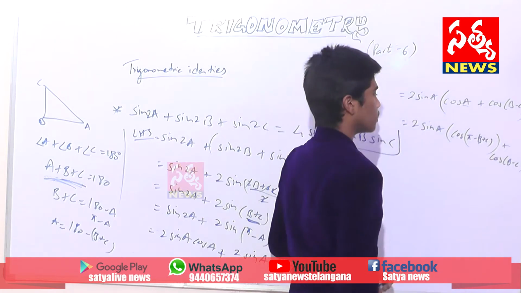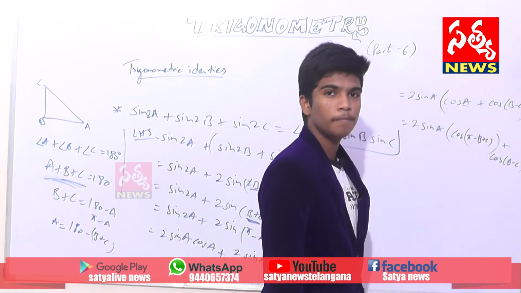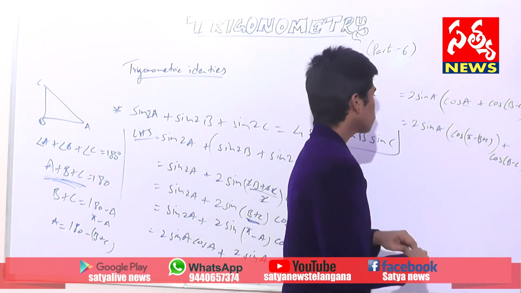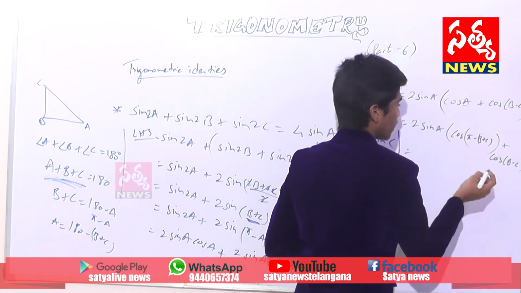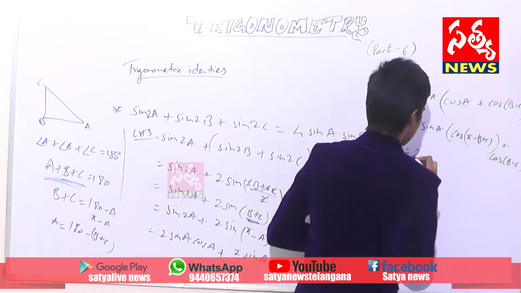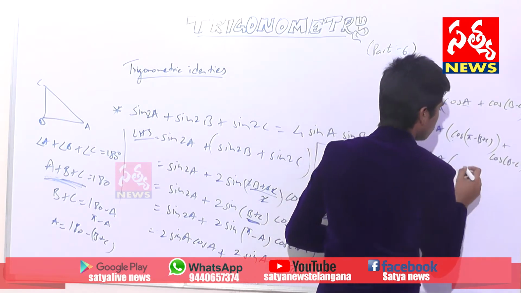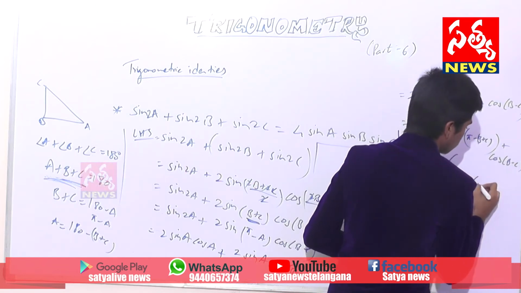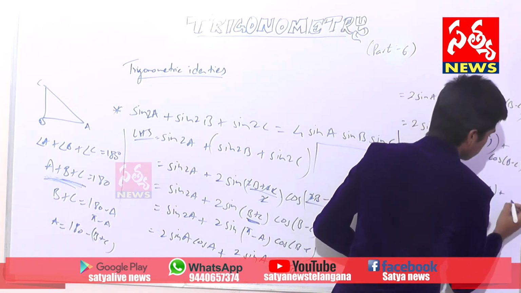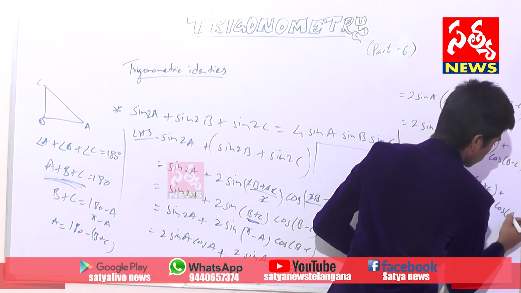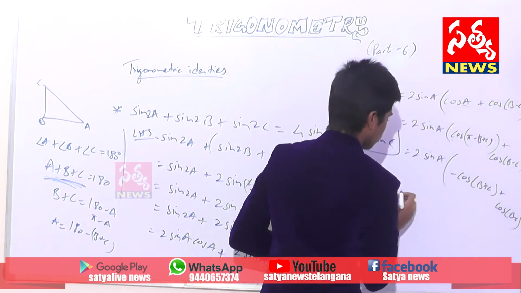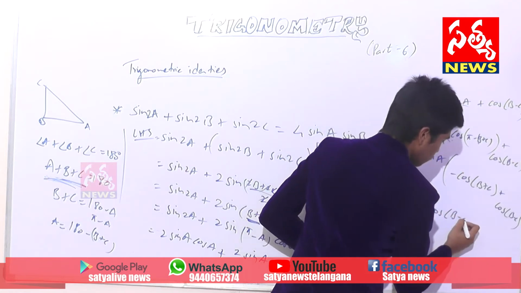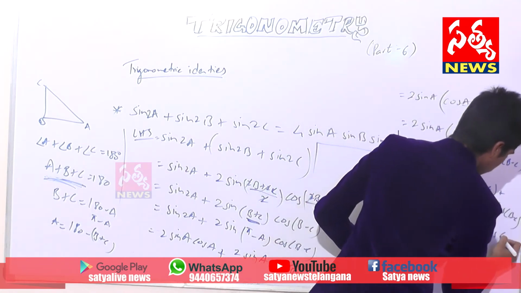Cos of pi minus (B plus C). This is in the second quadrant. In the second quadrant, only sin and cosecant are positive, and the others are negative. So cos is negative. 2 sin A into cos of pi minus (B plus C) is minus cos(B plus C) plus cos of (B minus C). Now, 2 sin A into cos(B minus C) minus cos(B plus C).